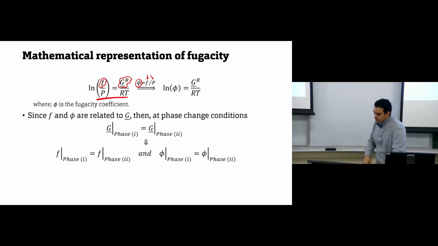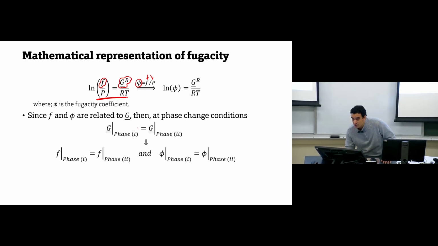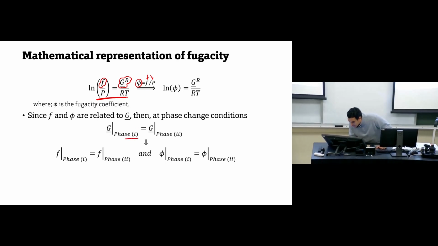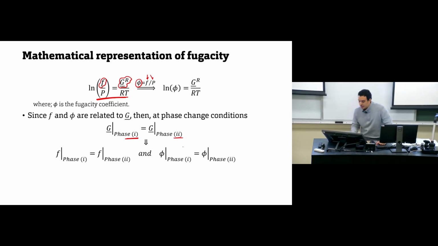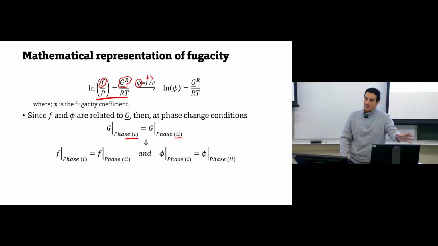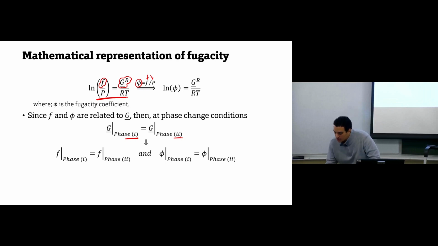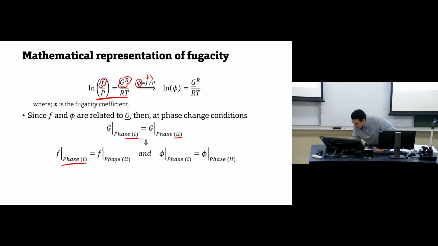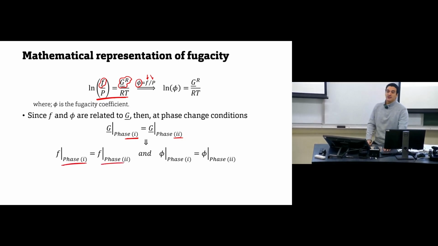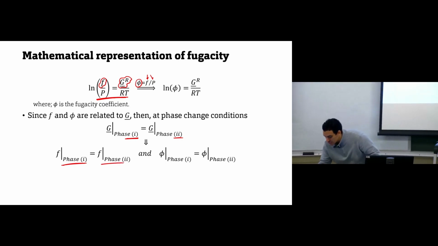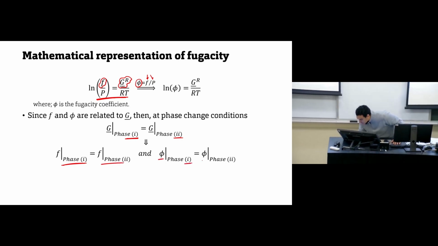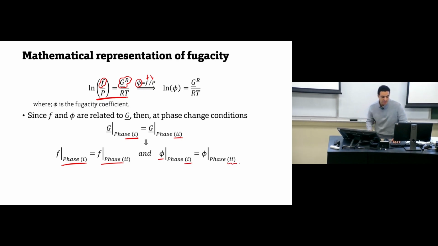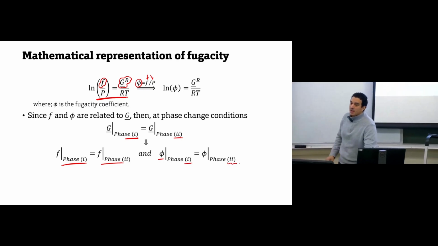As we said in the previous lecture, for phase transition or phase equilibrium, the molar Gibbs free energy for the first phase equals the molar Gibbs free energy for the second phase. Gibbs free energy is related to fugacity. So the fugacity for the first phase equals the fugacity for the second phase at phase equilibrium conditions, or the fugacity coefficient for phase 1 equals the fugacity coefficient for phase 2.